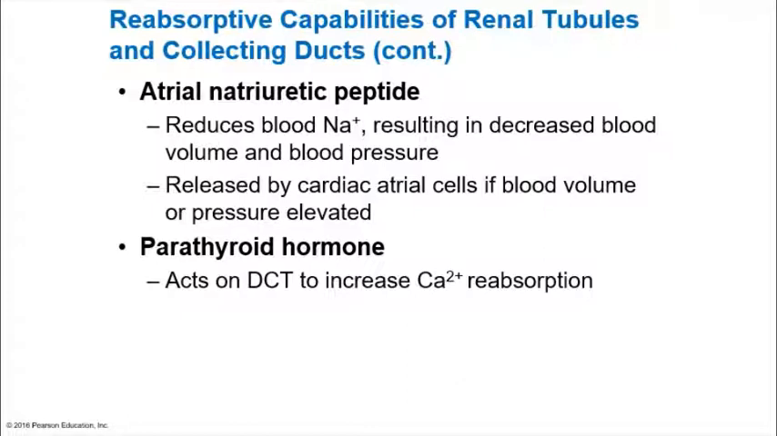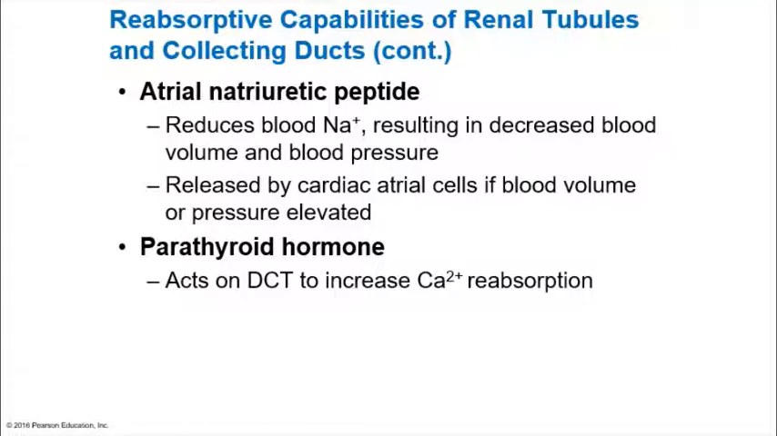potassium levels will drop. Remember, atrial natriuretic peptide is coming from the heart. It's helping you to excrete or secrete sodium and water, so your blood volume will drop and your blood pressure, so the heart will get a rest. And parathyroid hormone will increase calcium levels by increasing calcium reabsorption in the distal convoluted tubules.